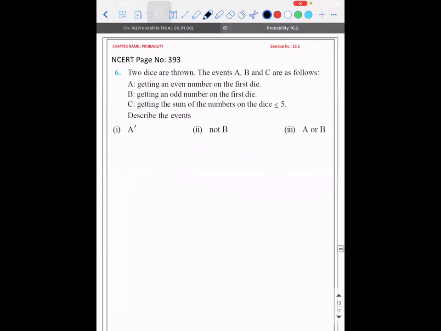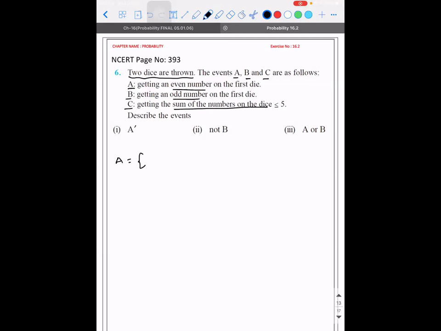Okay. Next is, 2 dice are thrown. The events A, B, and C are as follows. Event A is getting an even number on the first die. Event B is getting an odd number on the first die. Event C is getting the sum of the numbers on the dice less than or equal to 5.